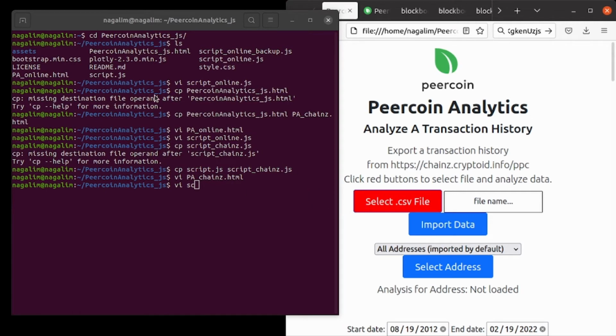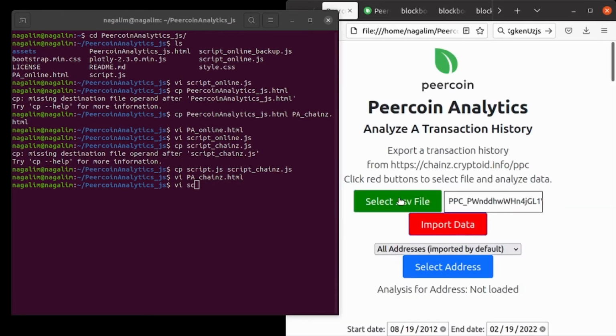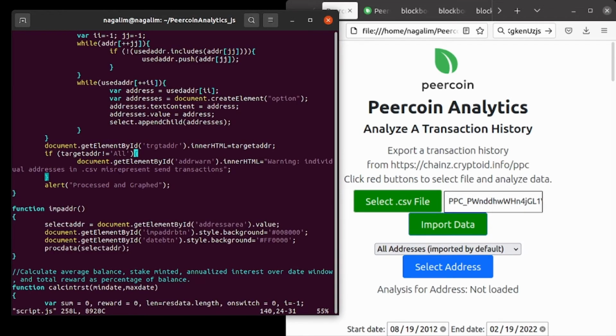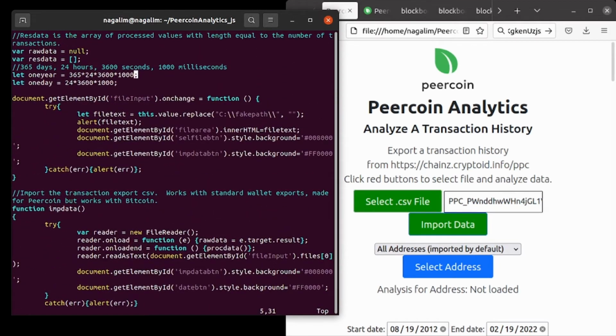Right, now we're selecting files. Can you see that? When we select this file, export transaction history from here, click red button. So we selected a file, now we want to import. Yeah, it failed. Of course it failed. It doesn't have the right conversions, right? So it's built off of the Peercoin one instead of Chainz.